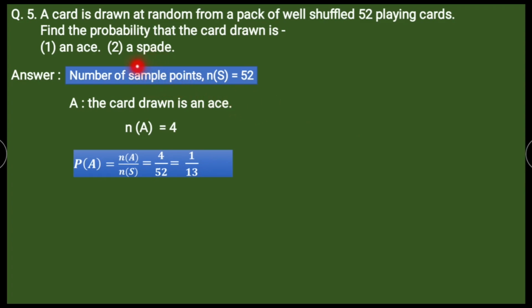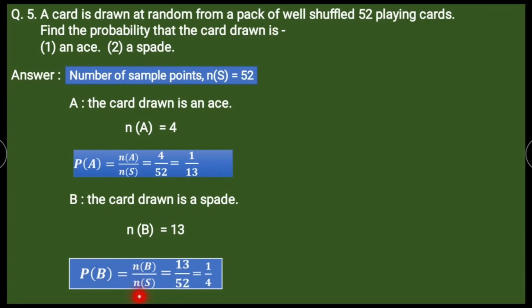And a spade. So the total number of spade cards is 13. So we write here event B: the card drawn is a spade. So n(B) equals 13. So P(B) equals n(B) upon n(S), that is 13 by 52. So after simplification we get 1 by 4.